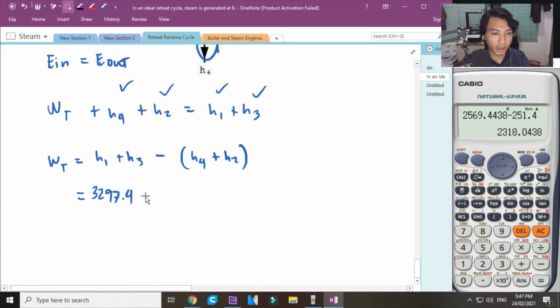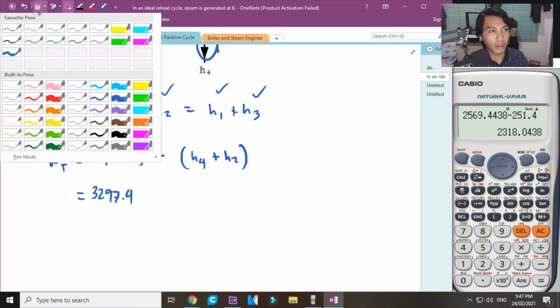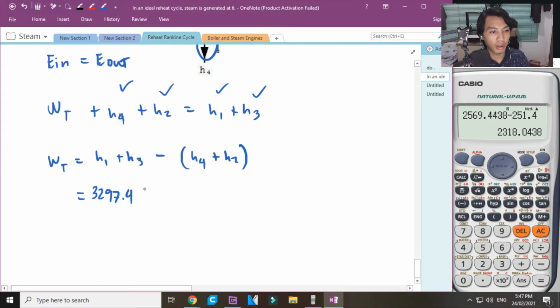Minus. Lagyan natin dito. Ayan. Plus H3. O, paste ko dito. O, yan. Dito pala. Control V. Yun. Hindi natin pahirapan sarili natin.